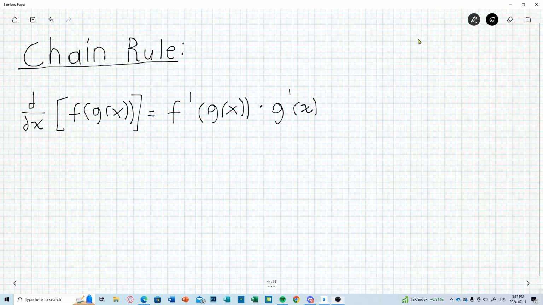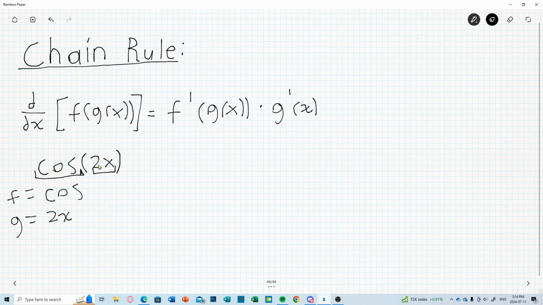Next up we have the chain rule, and this is where it'll start to get a little bit more complicated. What the chain rule is saying is we'll have some sort of function inside of a function. What I mean by that is if we have cosine, and let's say we have 2x on the inside. So our first function will be cosine. We'll label it, our f is going to be just cosine, and our g is going to be 2x.